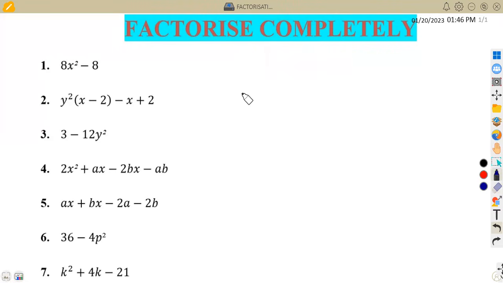Okay, so let's move on to number 2, whereby we are given to factorize again, and we are given y squared into x minus 2 minus x plus 2. In this case, there was no need for you to expand the brackets, because remember, to factorize is to put in brackets, and already here they have factored out y squared, and we got x minus 2 in this bracket. So what you simply need to do here is to continue from this part of factorizing.